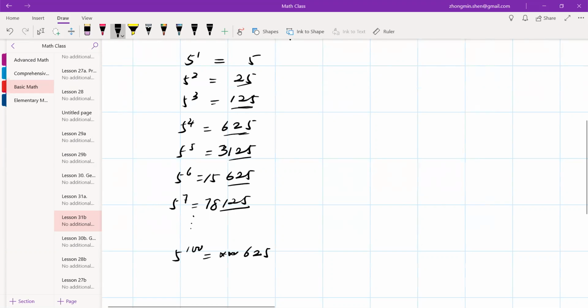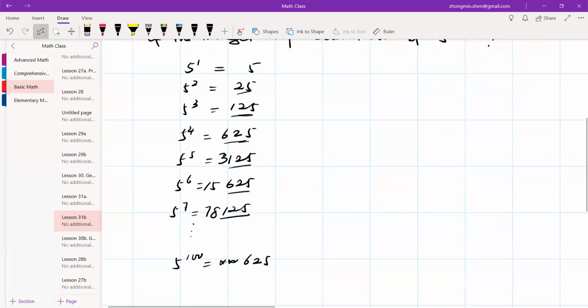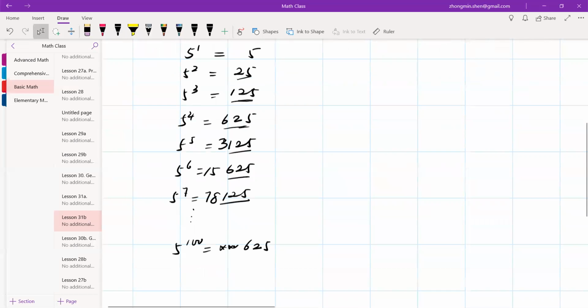So this is a pattern. At the end of the even terms, it will be 625. Then the odd terms will be 125, 625, 125. You see, 625 corresponds to the even exponents, and 125 corresponds to the odd exponents. So that is the reason. Therefore, for 5 to the 100, the last three digits will be 625. If you want to find the sum, just 6 plus 2 plus 5, then you get the answer, 13.